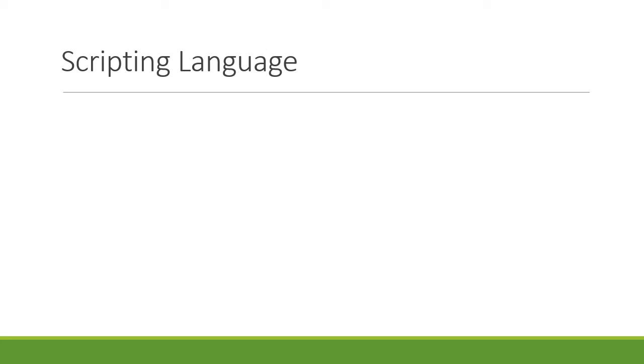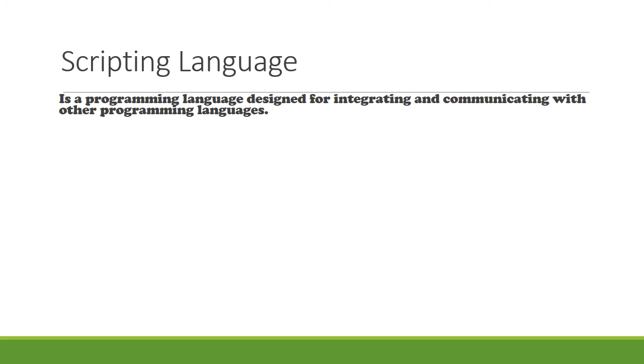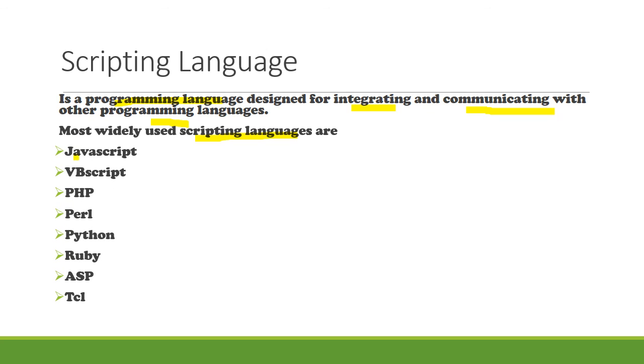Then what is a scripting language? It is a programming language designed for integrating and communicating with other programming languages. So using Python, we can also import C++ code. The most widely used scripting languages are JavaScript, VBScript, PHP, Perl, Python, Ruby, ASP, TCL. In this chapter we will see Python.